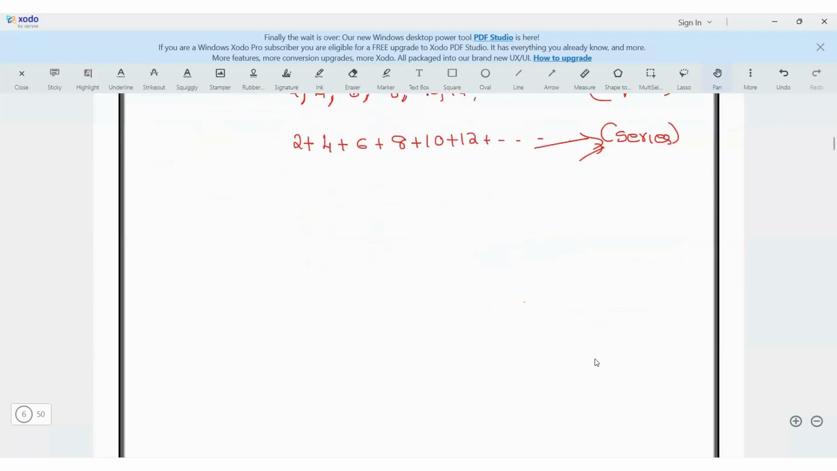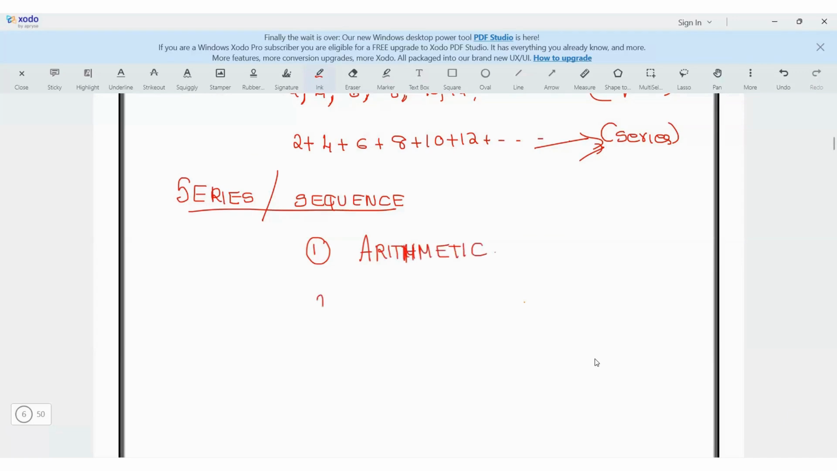Now, in our syllabus, if I'm talking about series or sequence, it can be either. As I said, they can use both these terminologies in your paper, so don't get confused. Whether it is a series or a sequence, there are two cases you have to study. One is an arithmetic series or sequence, and the second one is geometric.